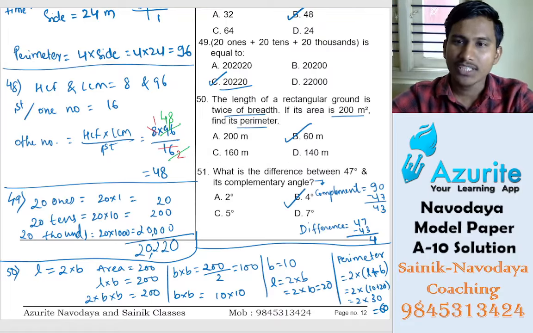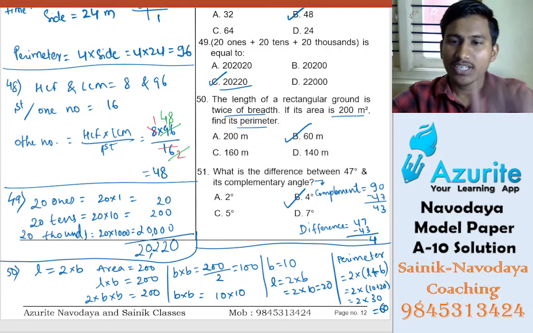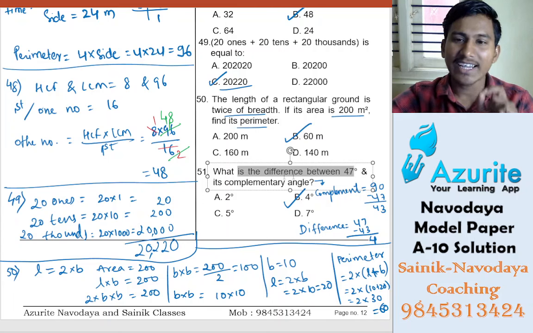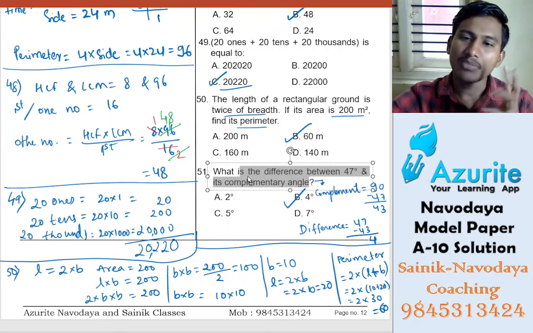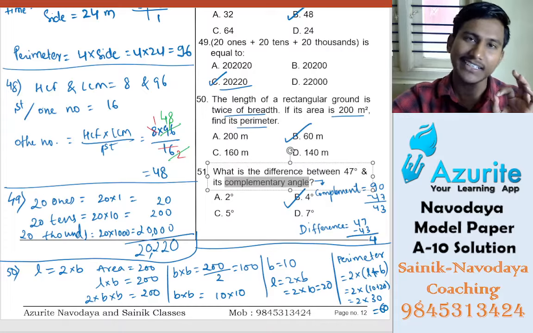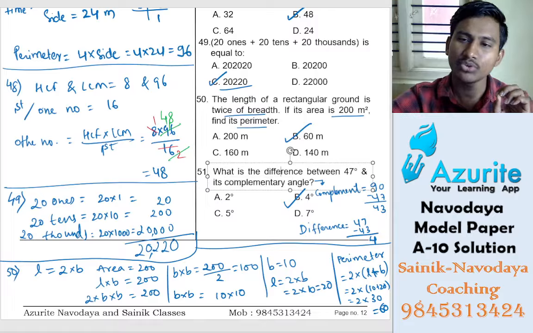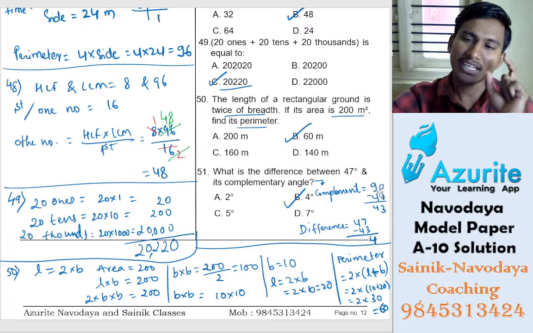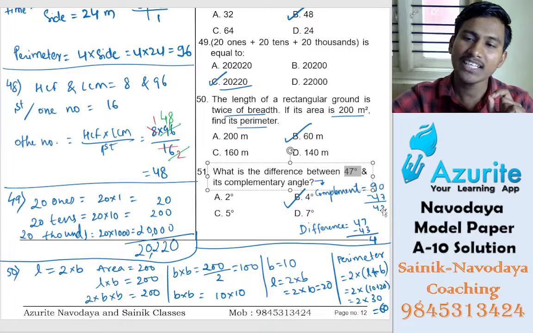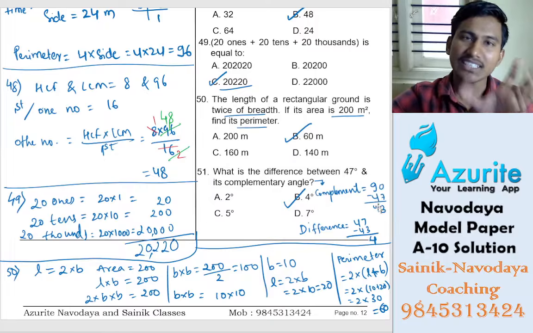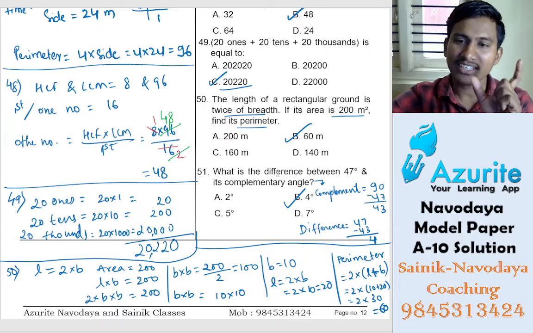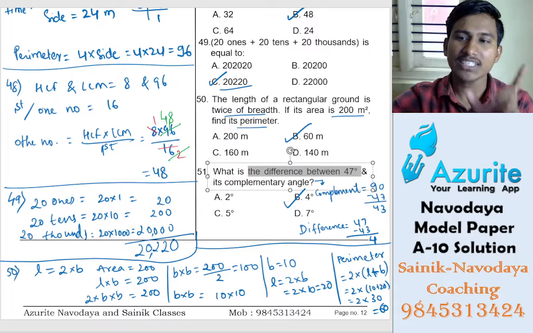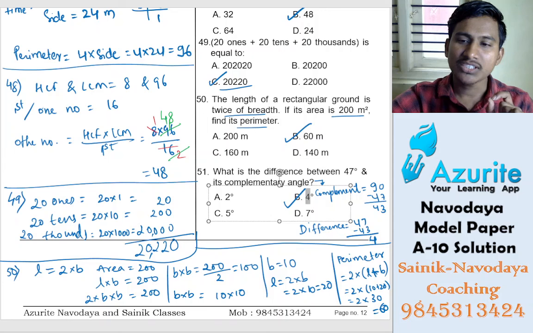So see students, 51 question. What is the question? What is the difference between 47 degree and its complementary angle? Complementary angle means we know 90 degree. So 90 minus 47 if you do, it will come how much? Complement angle 90 minus 47. If you do, you will get complement angle as 43. So 43 is the complement angle. So we have to find the difference now. So difference between 47 and the complement angle 43. So 47 minus 43. Answer will be 4 degree. So option is option B here.